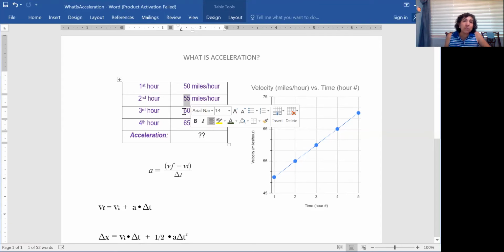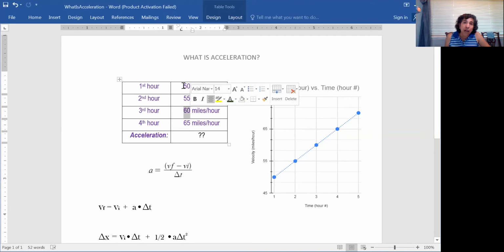What if we compare it between the third hour and the first hour? Your final velocity is 60, goes in here, 60 minus 50, that's 10, divided by how many hours? 2 hours. Between 1 and 3 hours is a 2 hour difference. So again, it'll be 10 divided by 2. It's 5 miles per hour. And that's why we say meters per second squared, because I've got miles per hour, which is miles per hour squared. That's what acceleration is.